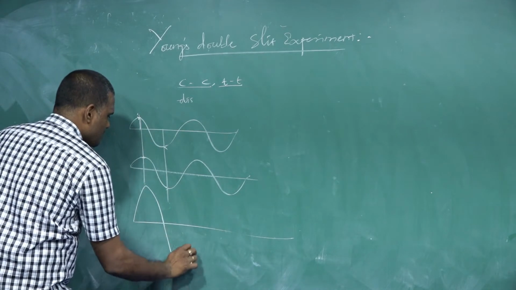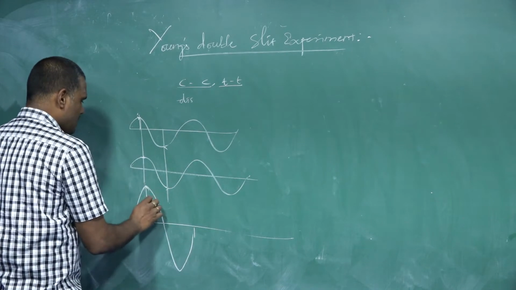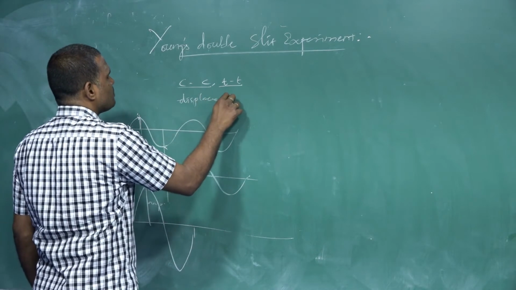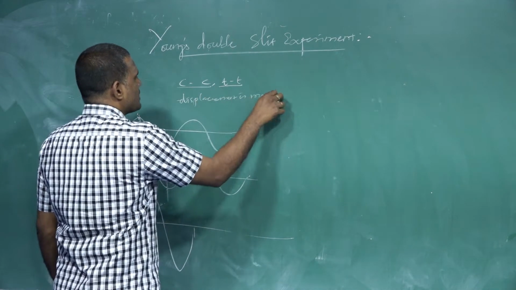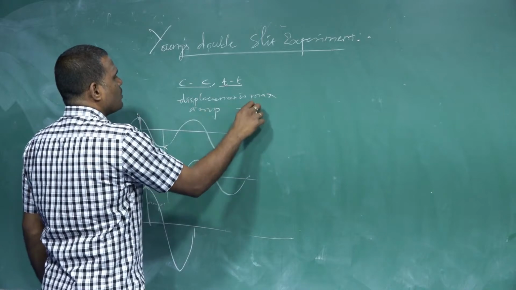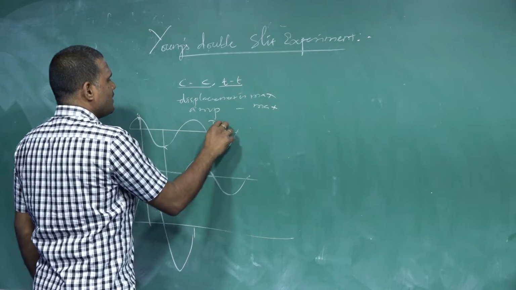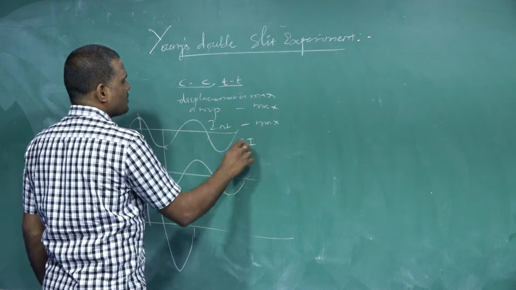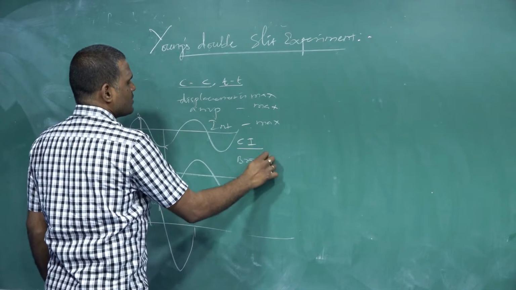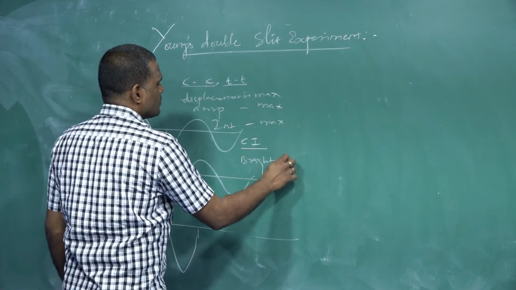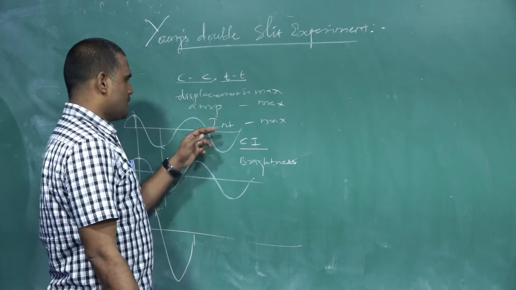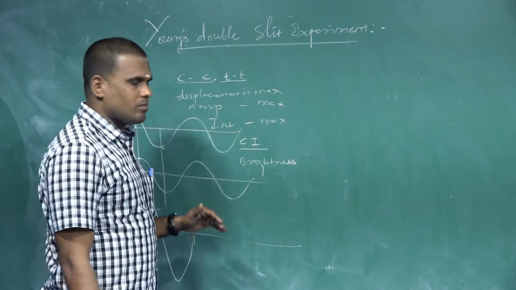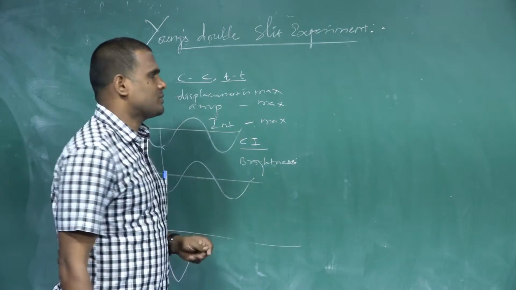So displacement is maximum, so amplitude is also maximum. This is amplitude. So displacement is maximum, amplitude is maximum, intensity is maximum, constructive interference takes place, brightness results. Intensity is directly proportional to the square of the amplitude in wave theory. So intensity will be maximum, constructive interference will take place, brightness will result.